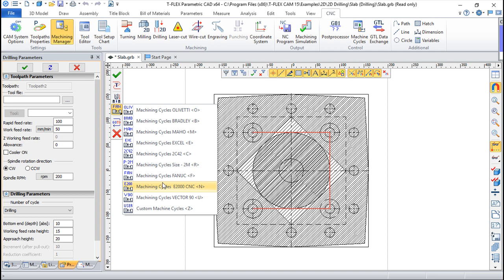I think this is not very important because some of these brands are not very spread out in the market, at least in the market that we work with. So much more important than these predefined machining cycles, it's the information and the functionalities regarding the user machining cycles that we've seen in some of the previous lessons.